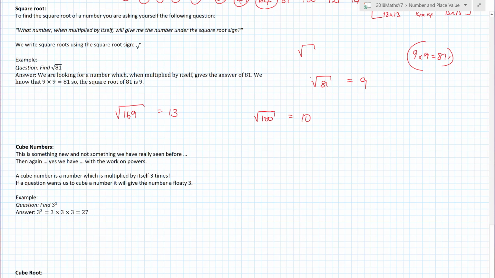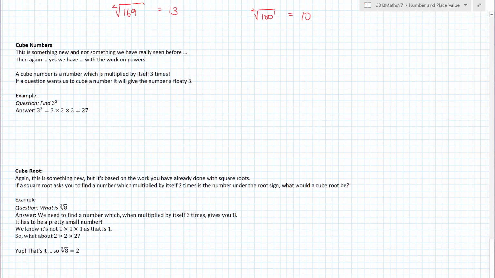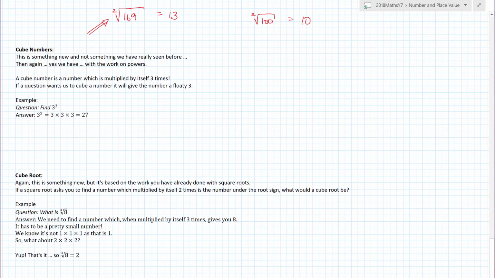Now, generally speaking, we should put a little 2 here, because that little 2 tells us to find two numbers that when multiplied by itself give us 169, because that leads beautifully into cube numbers. Now, the reason we don't write that little 2 is because we're lazy. And actually, we generally don't write 1 times, because the number 1 is just obvious. That little 2, we don't write it because we just know that a square root means find the opposite of the square. But cube roots, we have to use a little floaty 3.